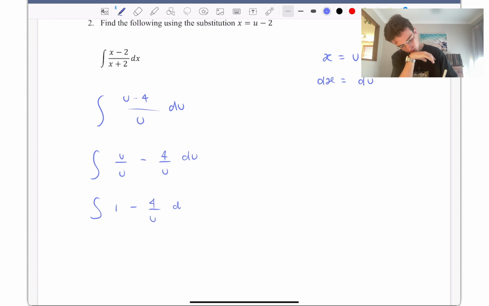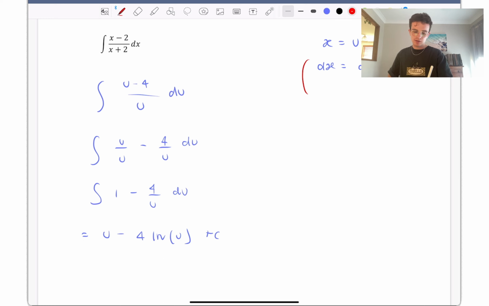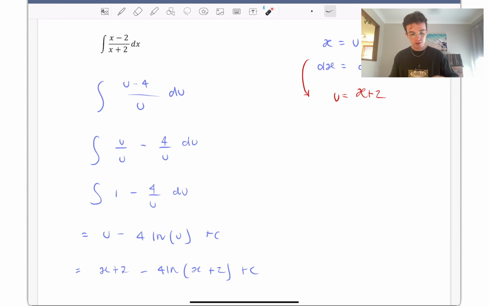Now we know that x is u minus 2, which means we want to substitute our x's back in. So we need to know that u is equal to x plus 2. So therefore it's x plus 2 minus 4 ln of x plus 2 plus c. Now if you were to do this question without a substitution, it is possible you'd use polynomial division and you'd get to a similar step here, except you'd have an x plus 2 on the bottom.